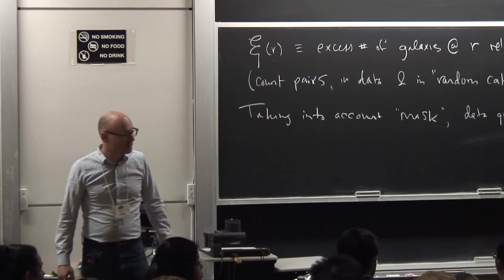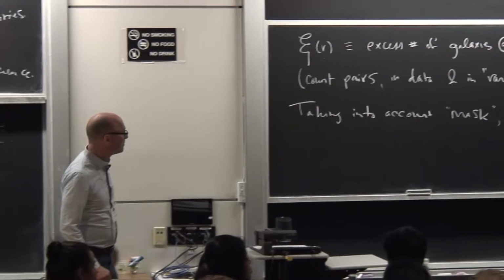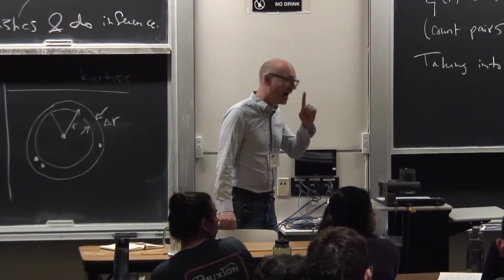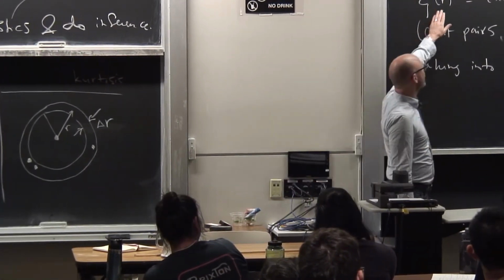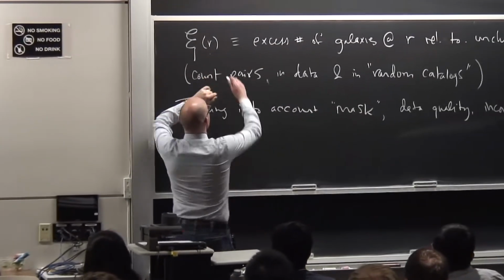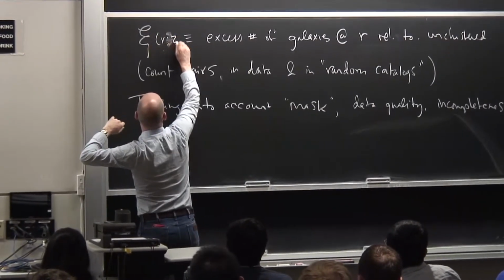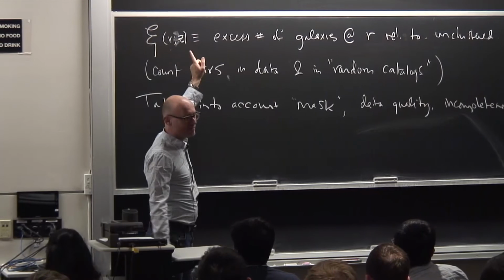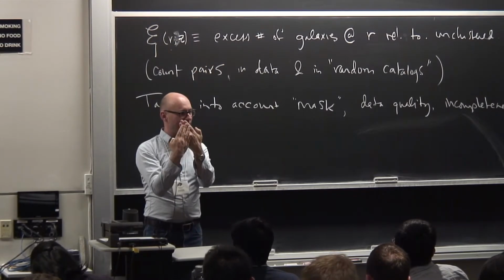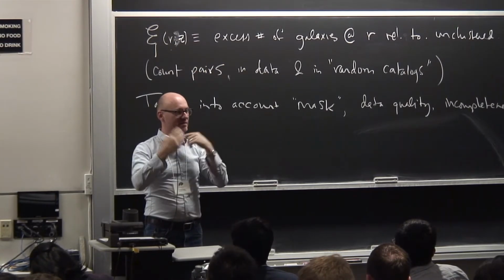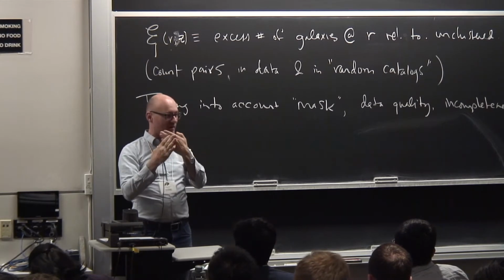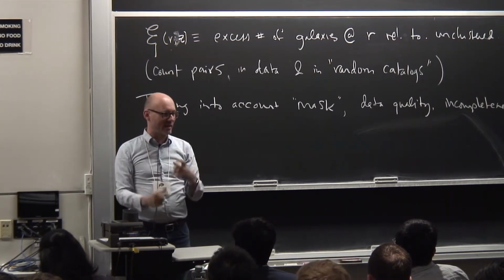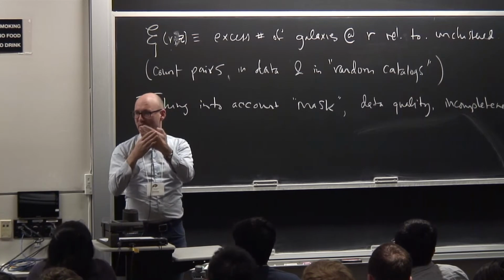Yes? Is the statistic a function of just the radius of the annulus or a function of the redshift? It is a function of both radius and redshift. So what we actually do is measure projected. We measure this statistic projected along the line of sight in redshift bins. So we go to redshift bins, project along the line of sight.